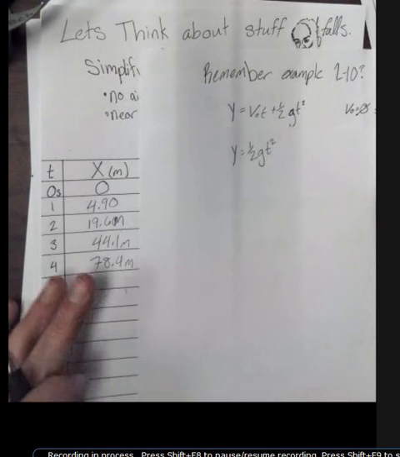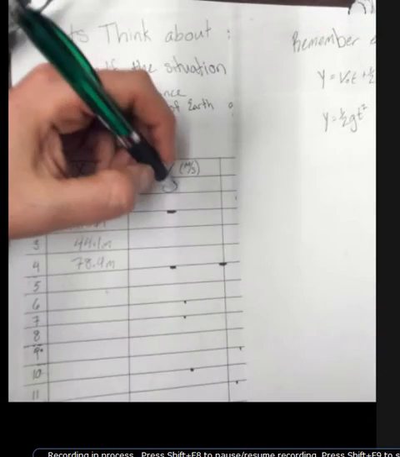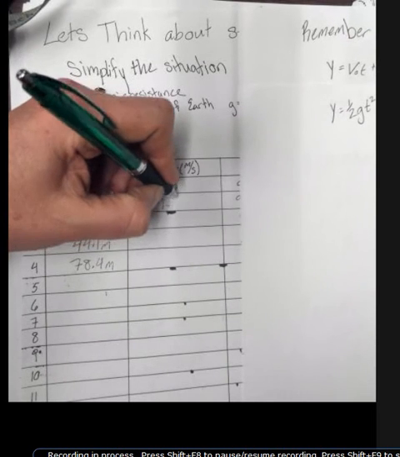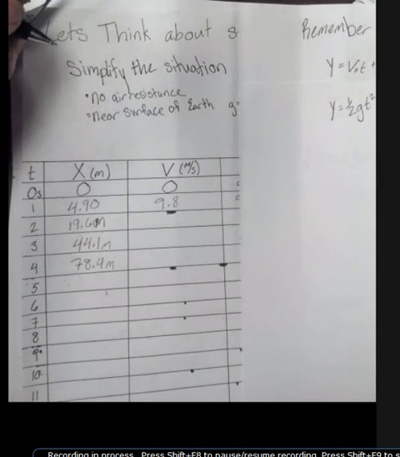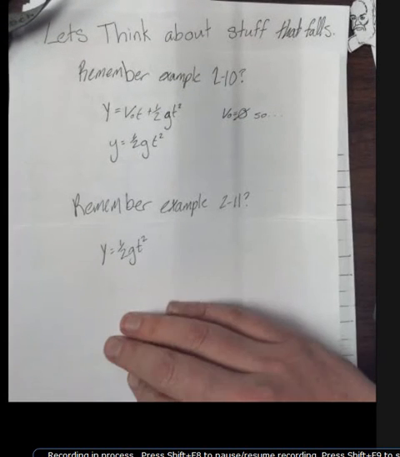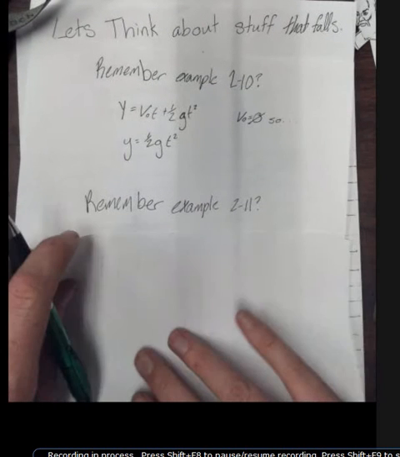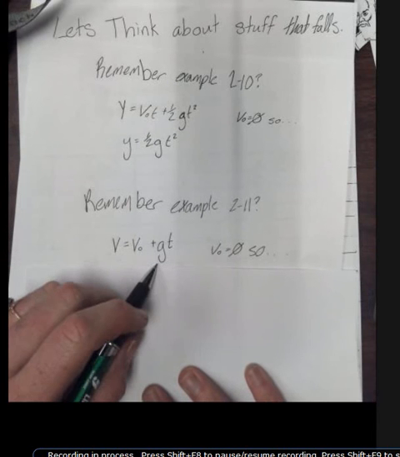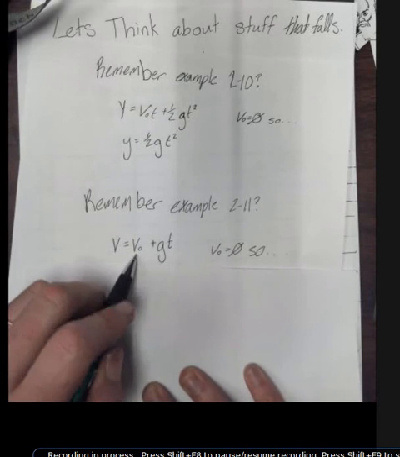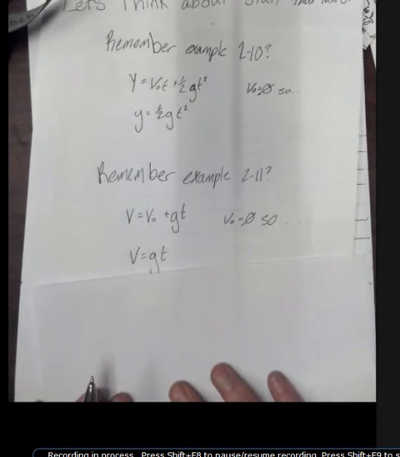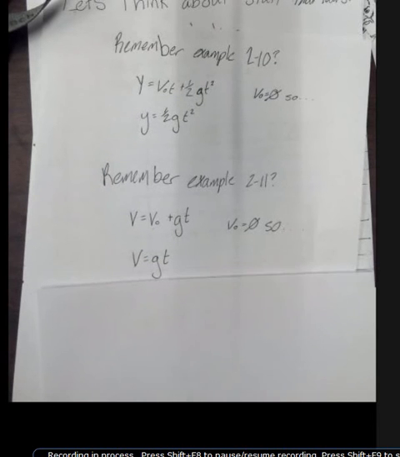And we could do the same with the velocity, right? The velocity is first 9.8 meters per second. How did I do that, you might ask? Well, remember in example 2-11 it said that the final velocity in any situation with uniform accelerated motion, like falling, is the initial velocity plus gravity times time, and our initial velocity is 0, so our velocity is going to be calculated as gravity times time, because this is a uniform accelerated motion situation.